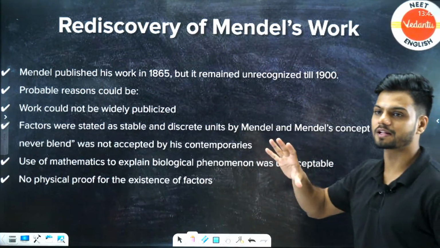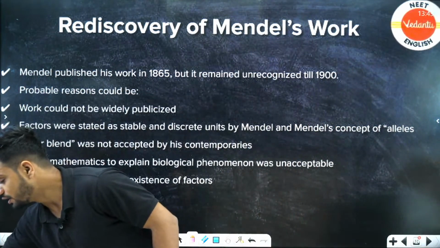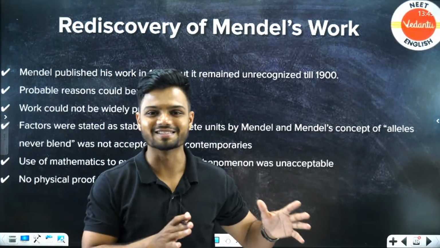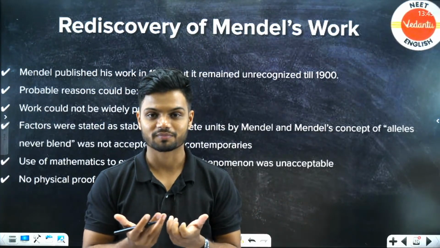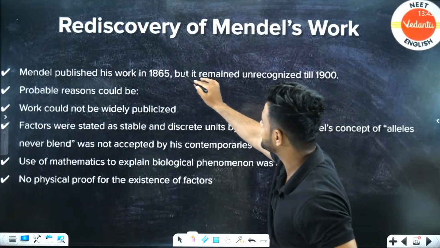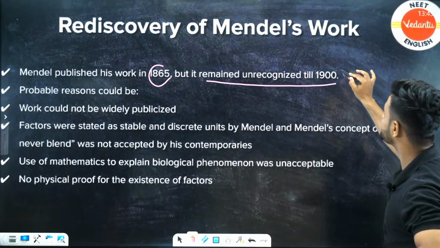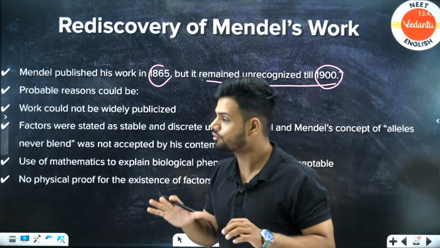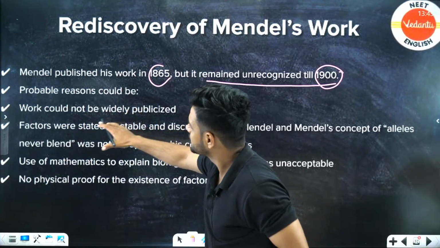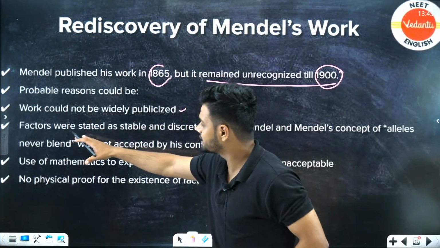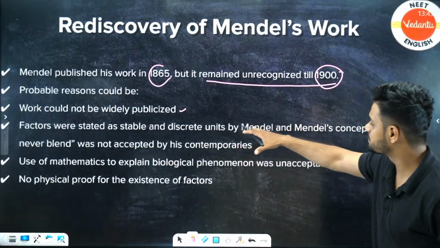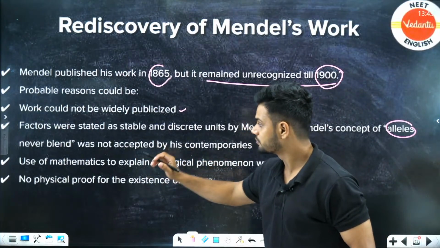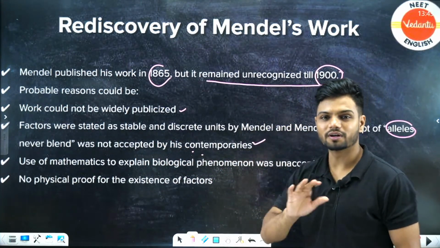That is going to be the rediscovery of Mendel's work. I told you Mendel's work was not very recognized when he was alive. Only when he passed away was his work recognized. Mendel published his work in 1865 but it remained unrecognized till the 1900s. Probable causes: his work could not be widely published. Factors were stated as stable and discrete units by Mendel, and Mendel's concept that alleles never blend was not accepted by his contemporaries.